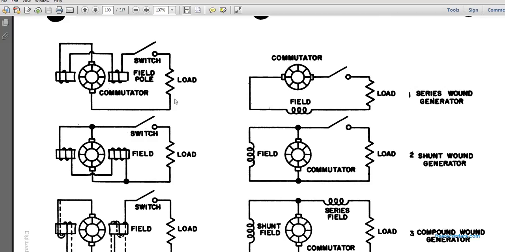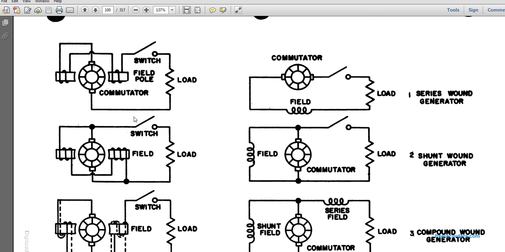Okay, here's the commutator with the switch open. It runs from the switch to the load to the commutator, back into two armature windings. The same thing below for the second, and the commutator is changed from a relay switch to the load current, or load series and current series wound generator.